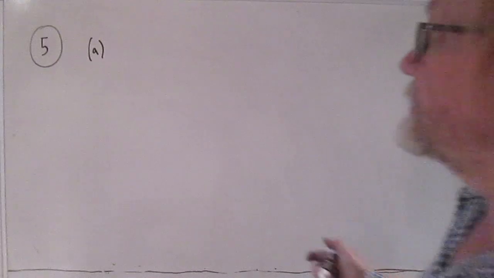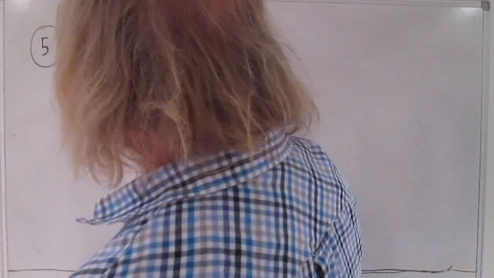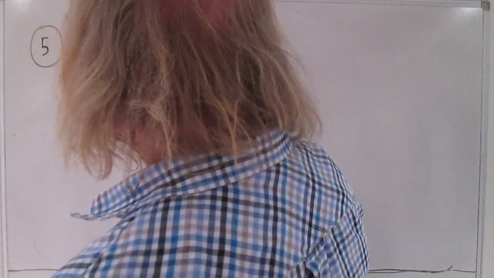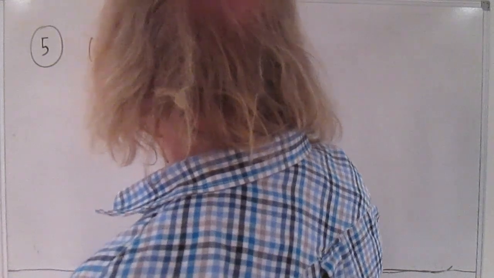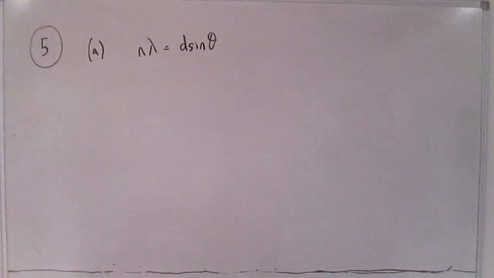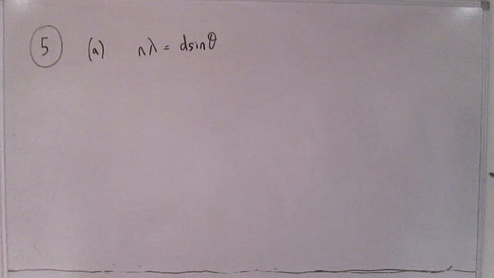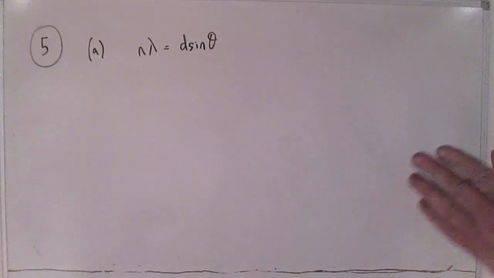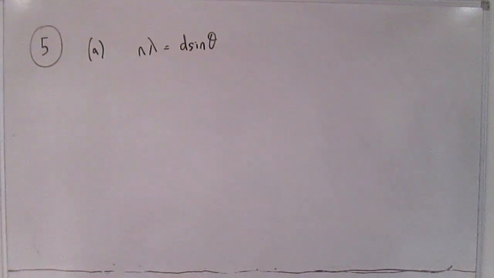Okay, question 5, part A again. We have a diffraction grating question, so we know that the key relationship is going to be n lambda is equal to d sine theta. And our job this time is to find out what d is, because d is the spacing of the lines on the grating, and therefore 1 over d is the number of lines per meter, which is what we're supposed to be finding out, in effect.